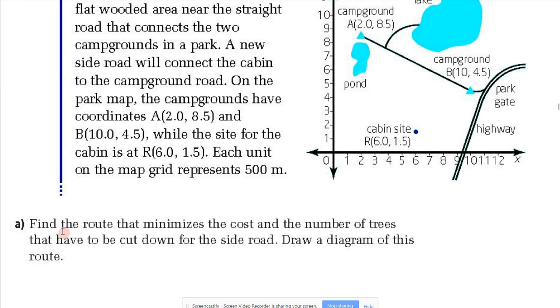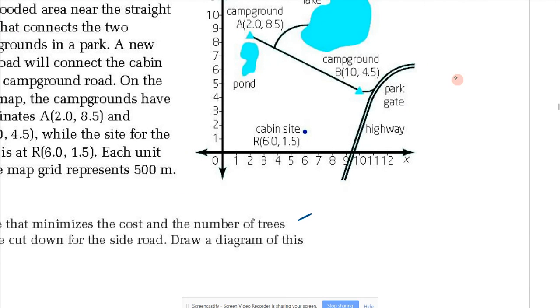So, part A, find the route that minimizes the cost and the number of trees that have to be cut down for the side road. Draw a diagram of this route. So you can imagine this whole area is wooded and has lots of trees. You don't want to cut that many trees, so we need the shortest route possible. Okay, so therefore I'm going to write here the shortest route will be the cheapest route, because you don't have to cut as many trees, right? The cheapest route.